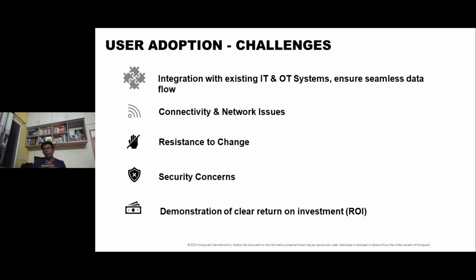And then security concerns. When we talk about connected solutions, there is always a probability of increasing the surface for cyber attack. And then last but not the least, how to really demonstrate the ROI, because every investment in digital transformation has to go through a leadership approval where they ask for a business case. How much are you investing and how do we really measure the return on that investment?